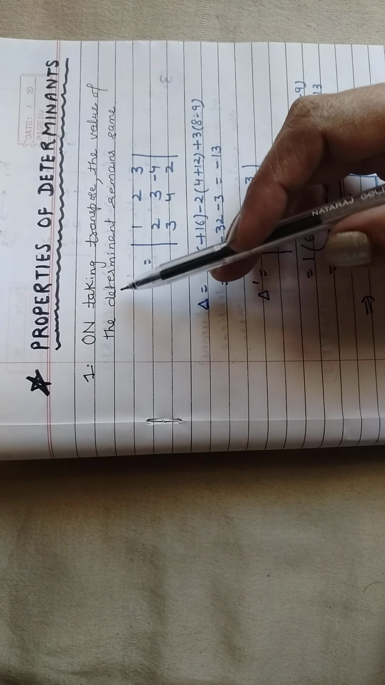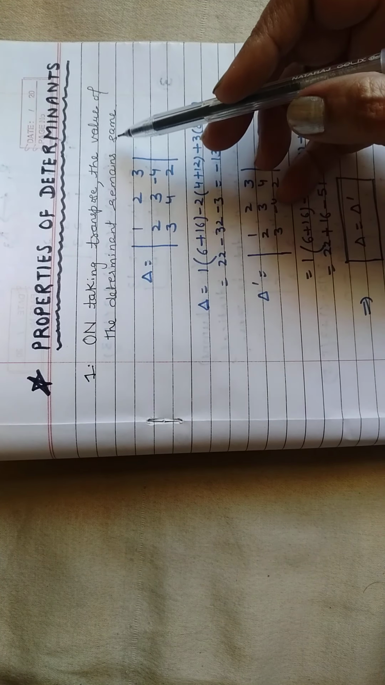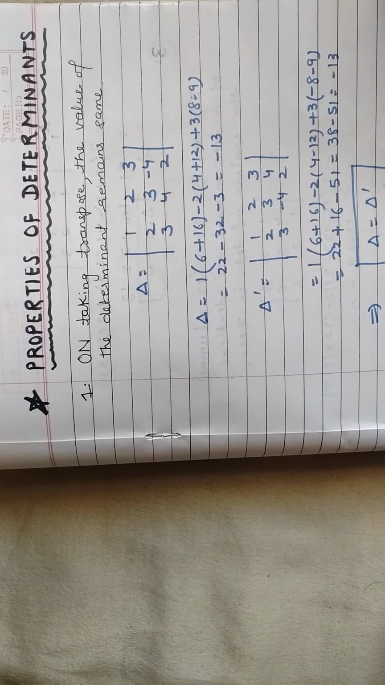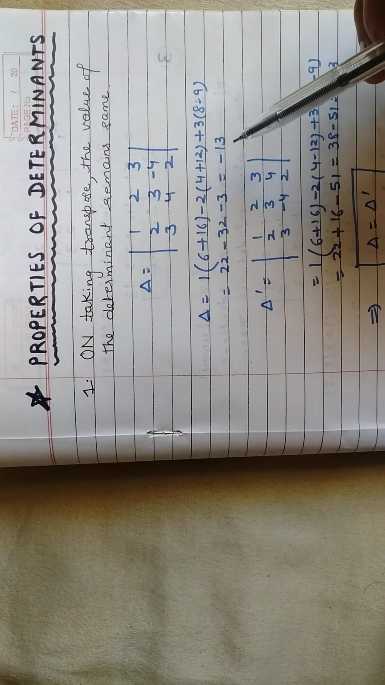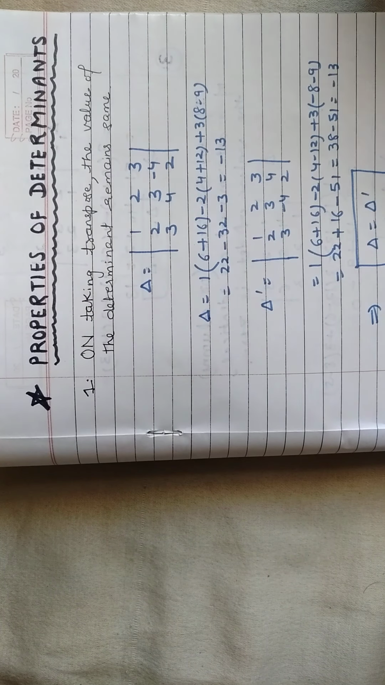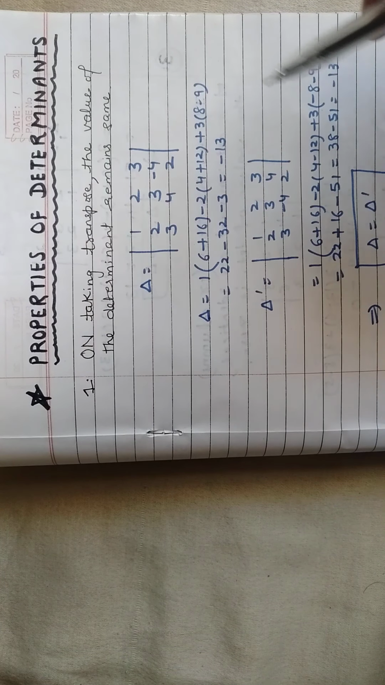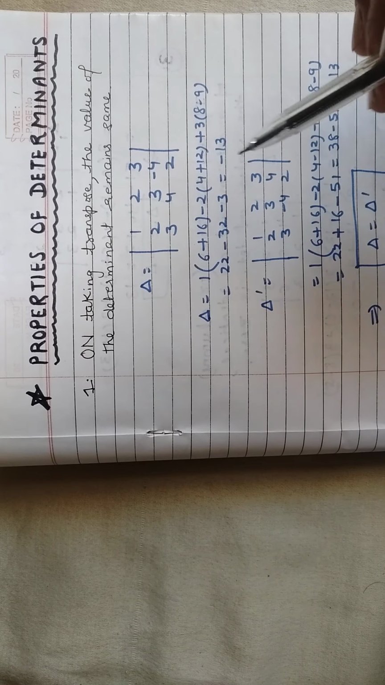Now, the first property is that on taking the transpose, the value of the determinant remains the same. Means when we take the transpose of a determinant, its value remains unchanged, right? Means when we change rows into columns and columns into rows.